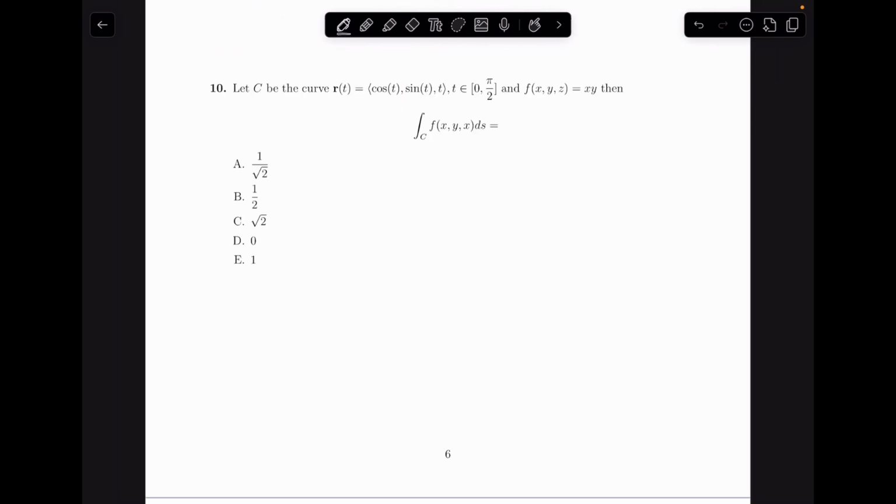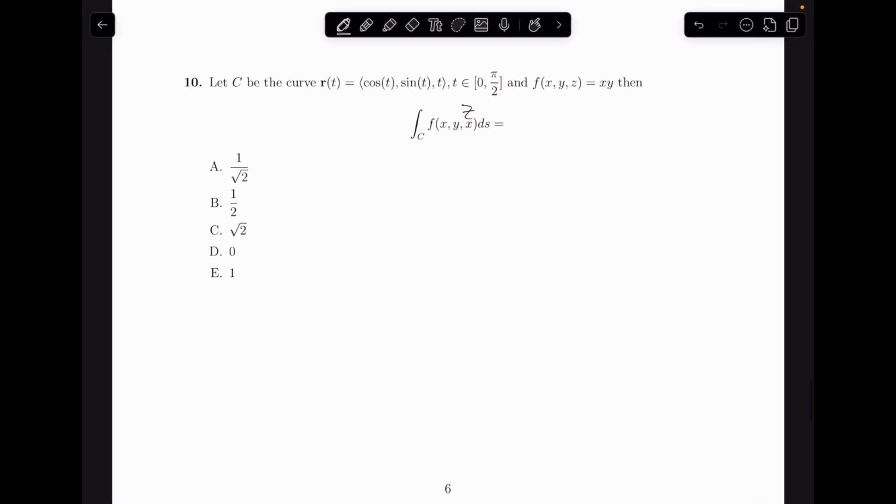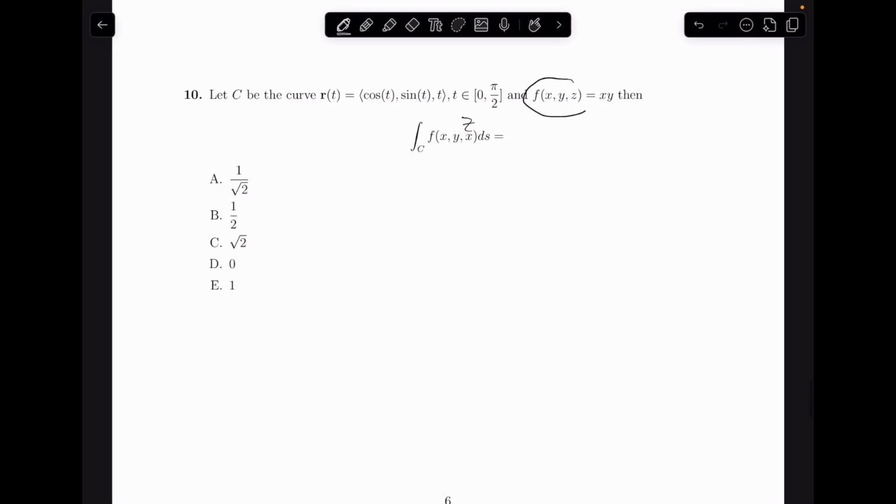Question 10, let's see. The curve r of t equals cosine t, sine t with t going from 0 to pi over 2, and f of x, y, z is just x, y. And then it's asking for an integral of f of x, y, x ds. I believe this should be a z, but maybe I'm wrong. It just looks a little bit out of place because this thing should mirror that thing, right? Who knows? But okay, this should be pretty standard. We have our ds equals the magnitude of r prime of t dt.